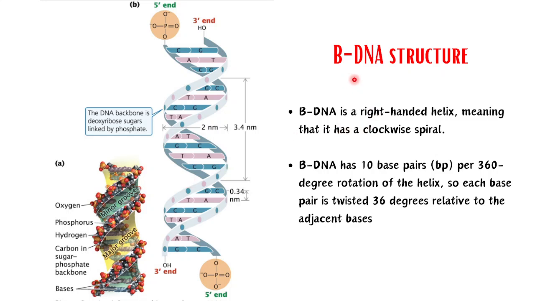Now, ang bDNA structure, they are right-handed helix, which means that it has a clockwise spiral. Clockwise siya. Here. Clockwise spiral. Clockwise siya. Dili counterclockwise, but clockwise siya.